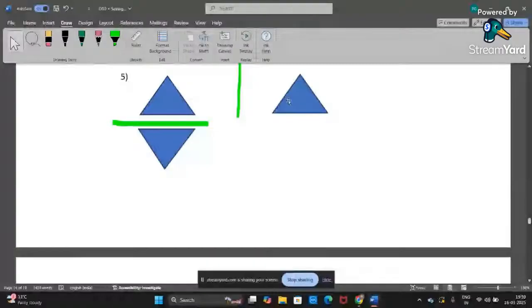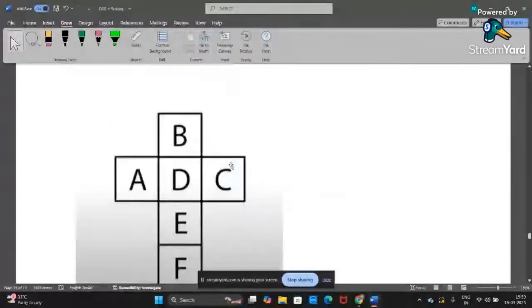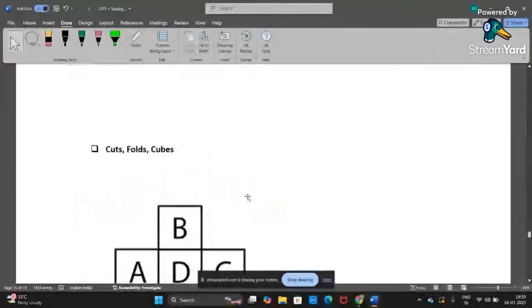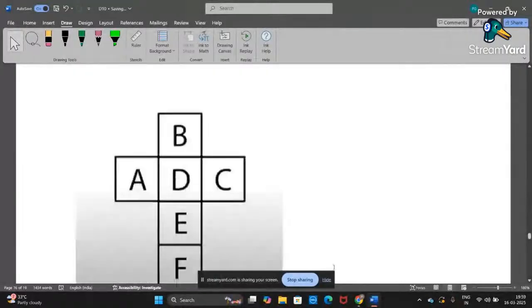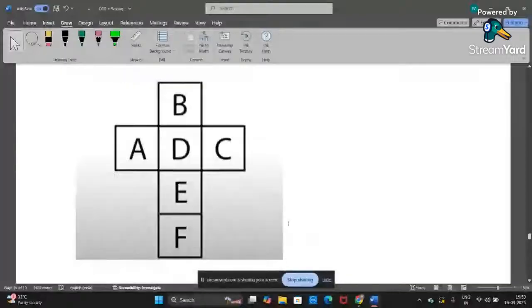Now we are moving on to the next topic, that is cuts, folds and cubes.